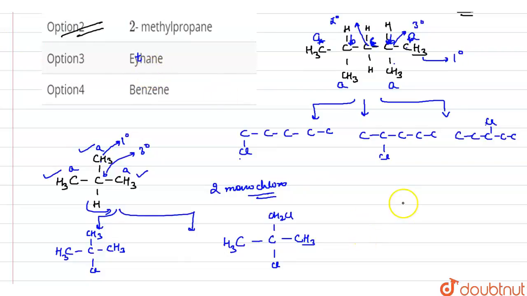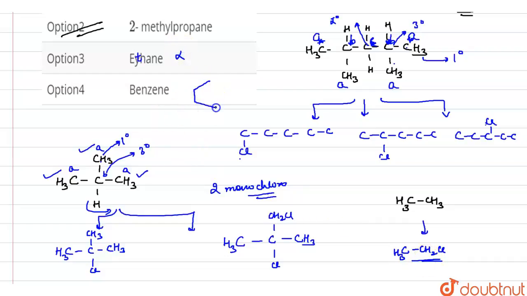Next is ethane. The structure of ethane is CH3CH3. Both of these carbons are the same, so when monochlorination takes place, this type of structure is formed. Only one isomer is possible here. So this is not the answer.